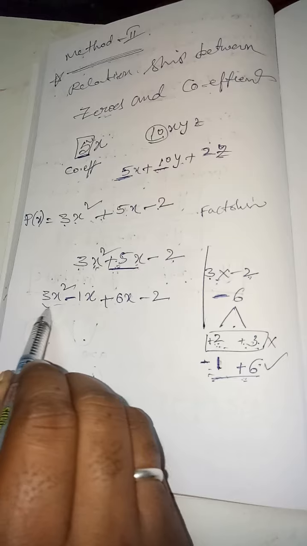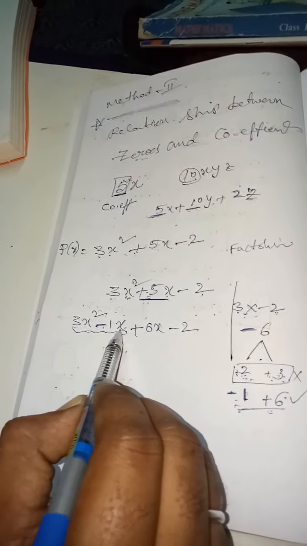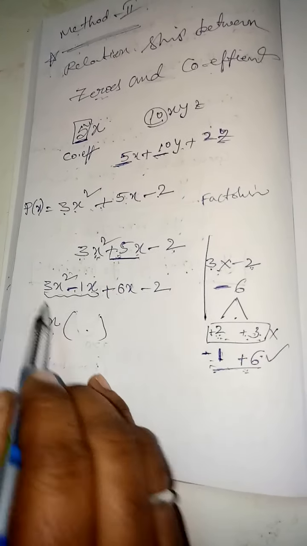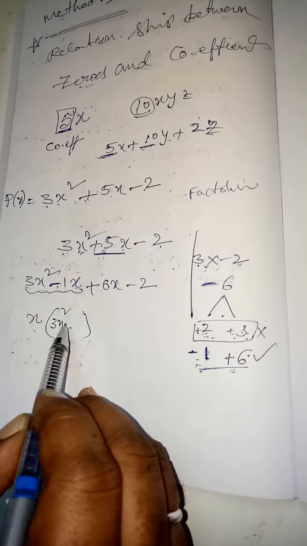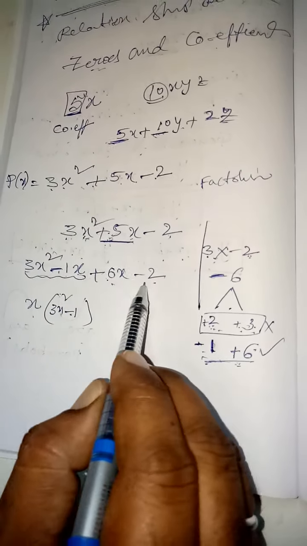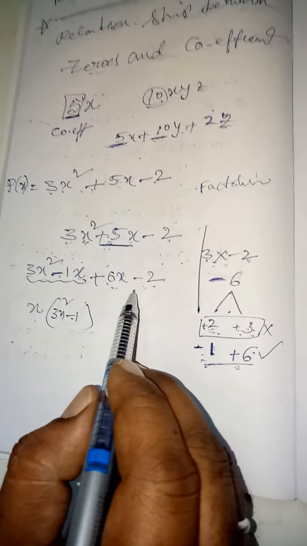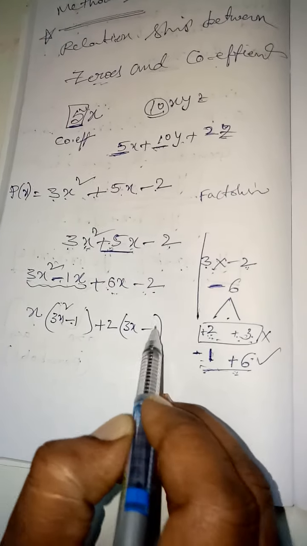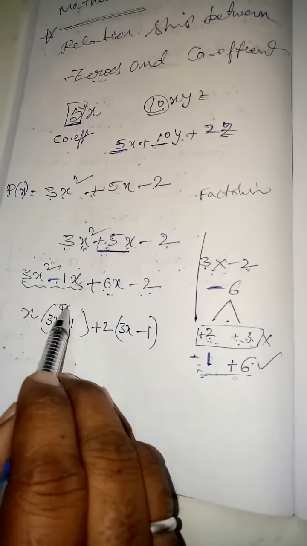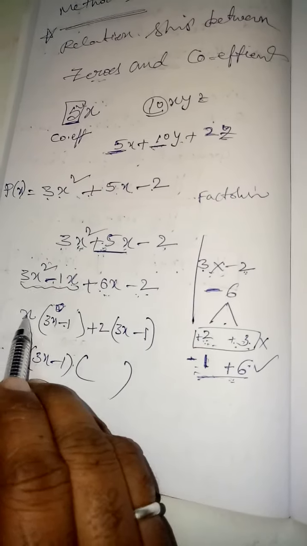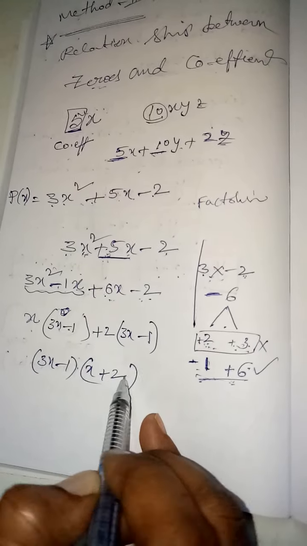So now what are the first two terms? 3x squared minus 1x. Is there any common factor? x is the common factor. So x times (3x minus 1). Now the third and second terms, in these two terms do we get any common factor? Yes, the common factor is 2. So 2 times (3x minus 1). Again I'm getting the common factor 3x minus 1, and the remaining common factor is x plus 2.